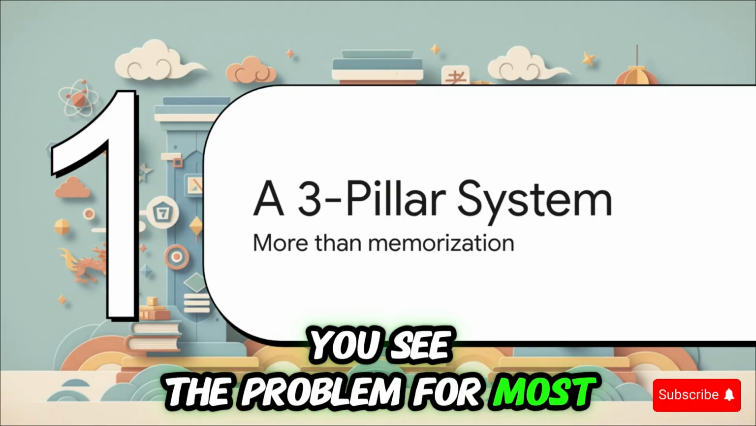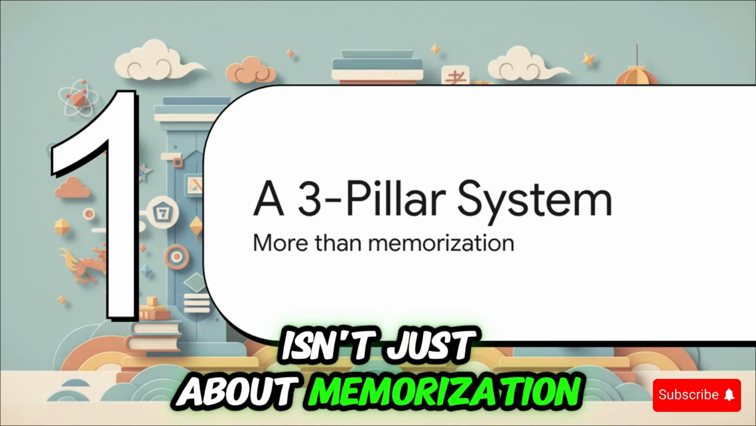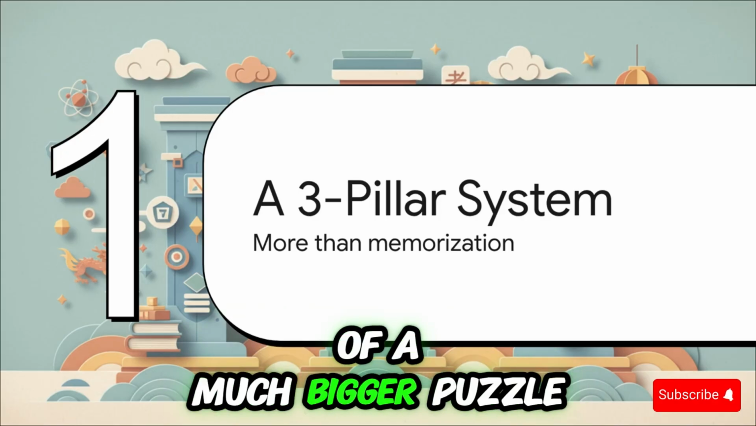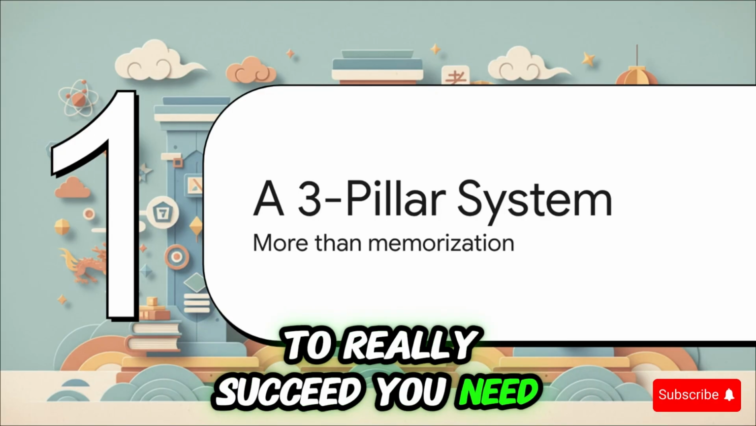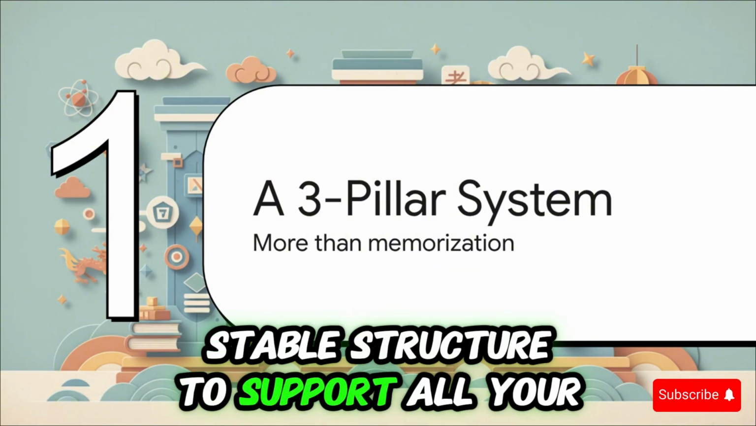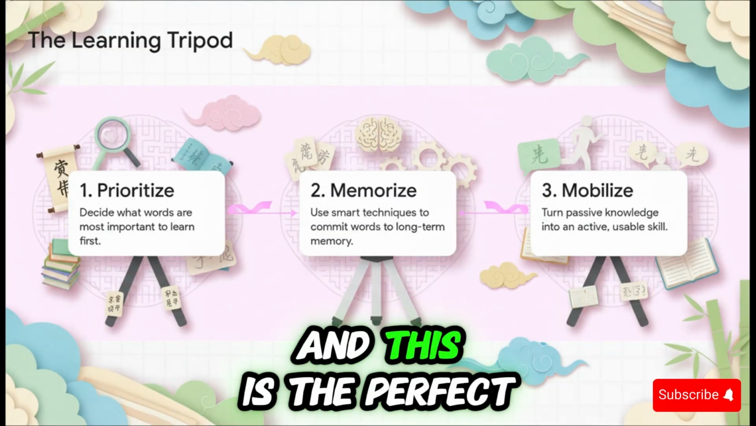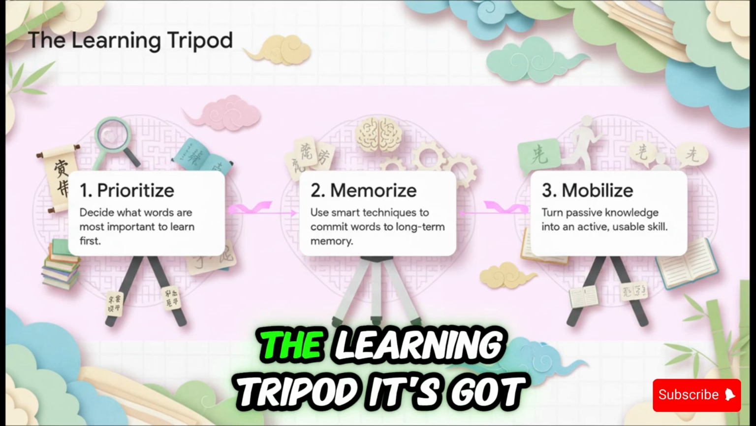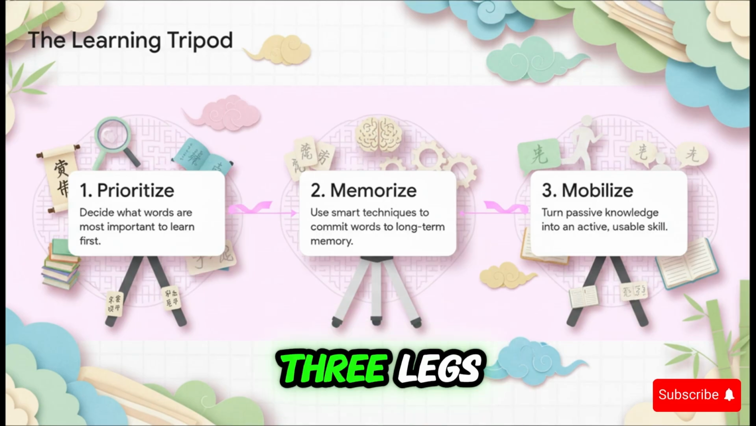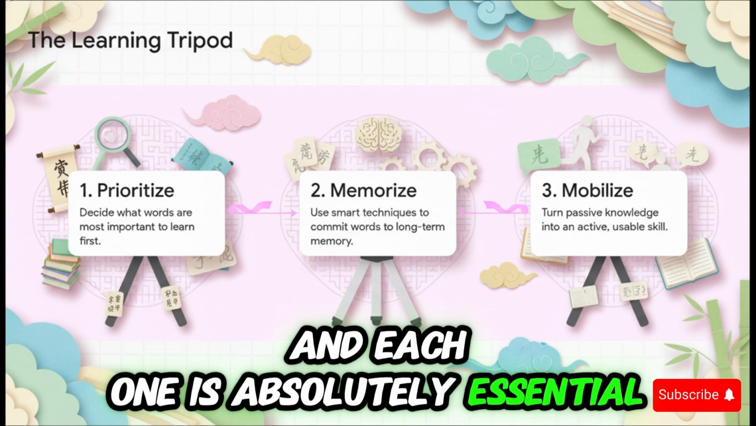You see, the problem for most of us isn't just about memorization. That's actually only one piece of a much bigger puzzle. To really succeed, you need a solid, stable structure to support all your learning efforts. And this is the perfect way to visualize it. The learning tripod. It's got 3 legs, and each one is absolutely essential.